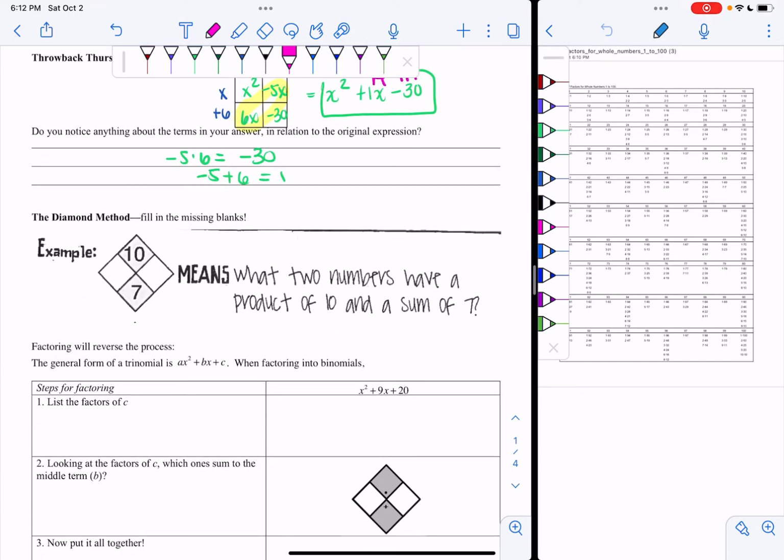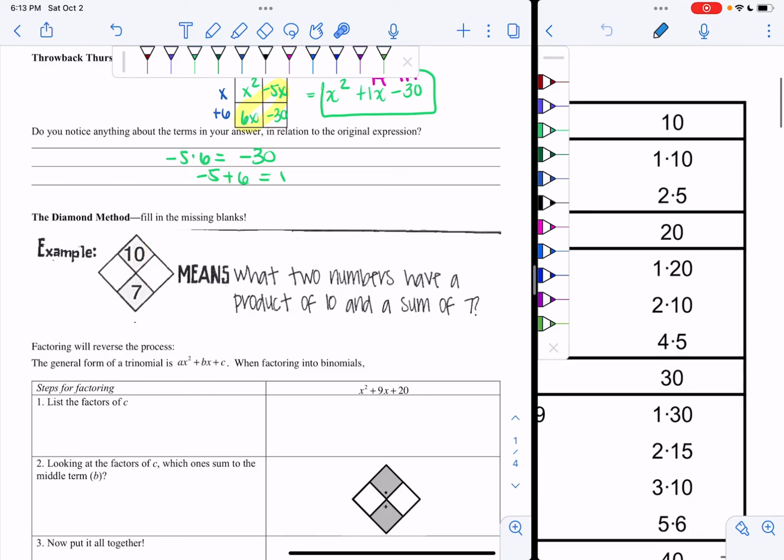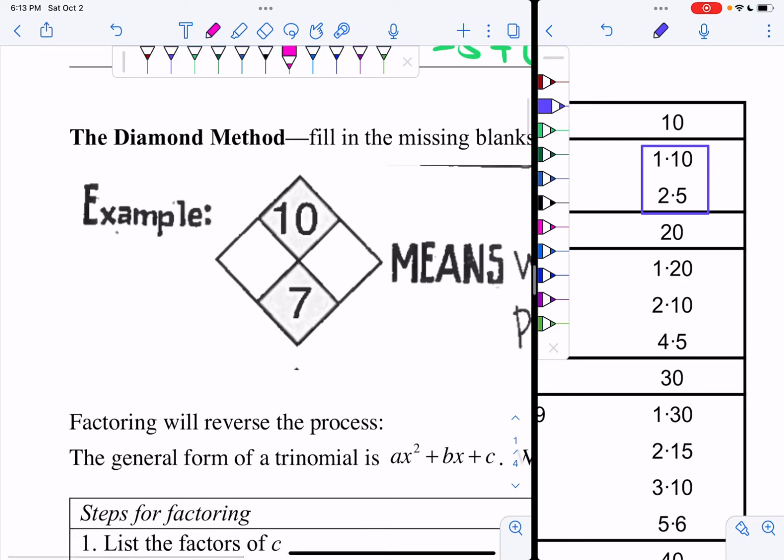To do this, we're going to be using the diamond method. We're always going to be drawing a diamond, and what this diamond right here means is: what are two numbers that have a product of 10 and add up to 7? So we're going to go to our factor pair sheet, go to the number 10, and find what multiplies to 10. These are the things that multiply to 10: 1 and 10, and 2 and 5.